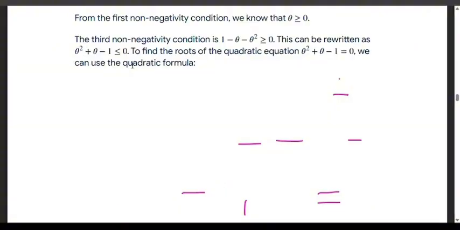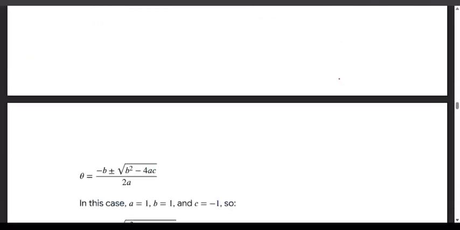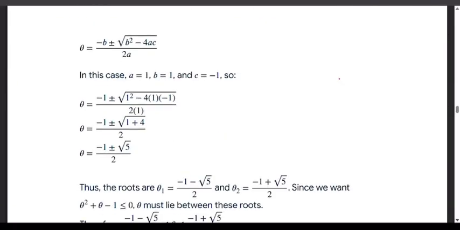That was exactly what I was referring to here: a equals 1, b equals 1, c equals -1. Then this is the quadratic formula that I'm going to plug them into. When I plug them in, I got my theta equal to that. But don't forget, we don't want a negative theta. We want a positive theta, because we said theta has to be greater than or equal to 0.